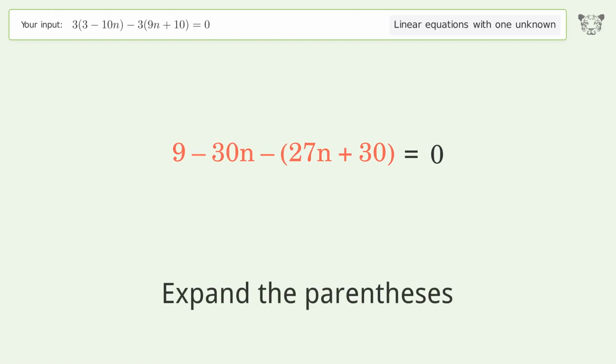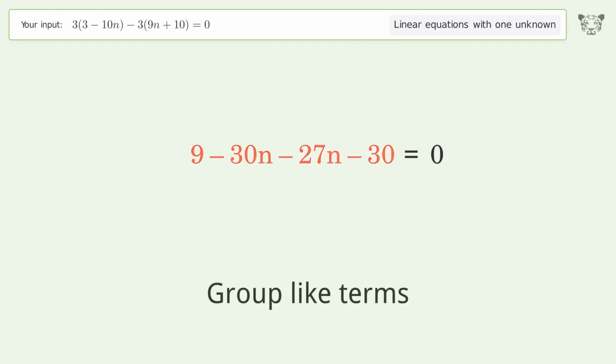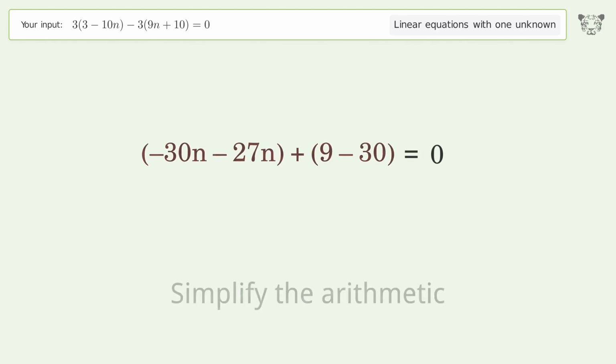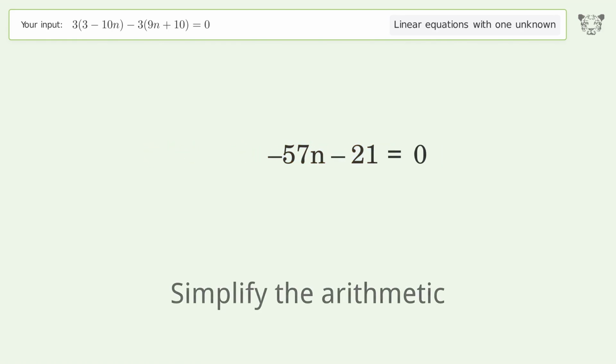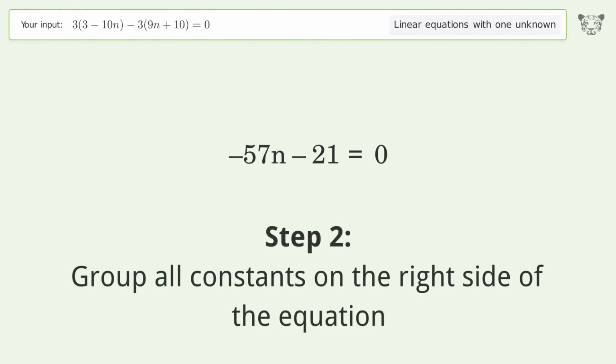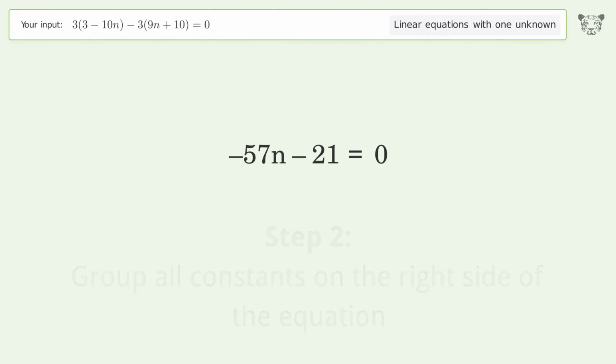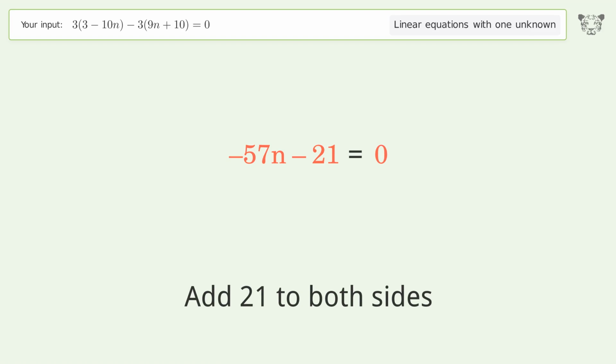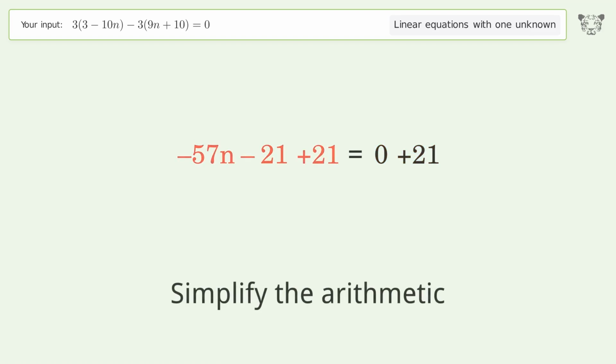Expand the parentheses. Group like terms. Simplify the arithmetic. Group all constants on the right side of the equation. Add 21 to both sides. Simplify the arithmetic.